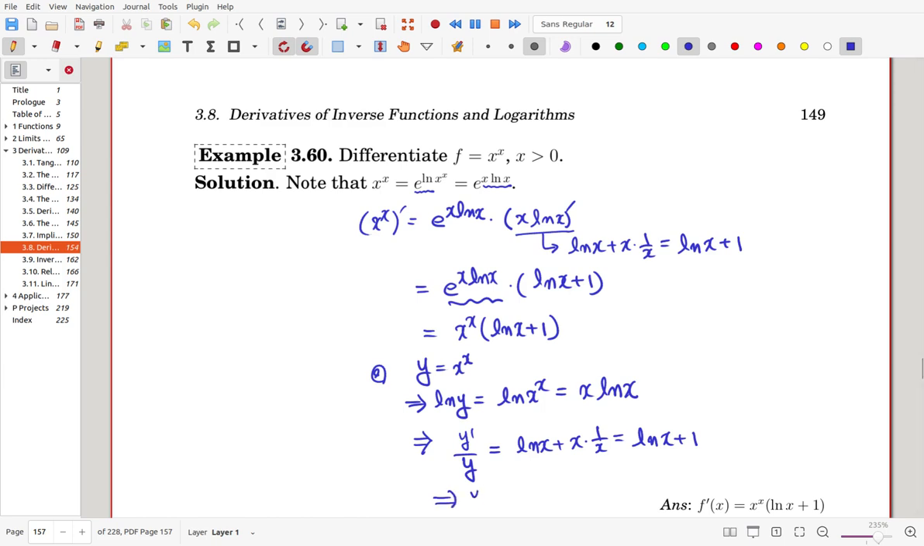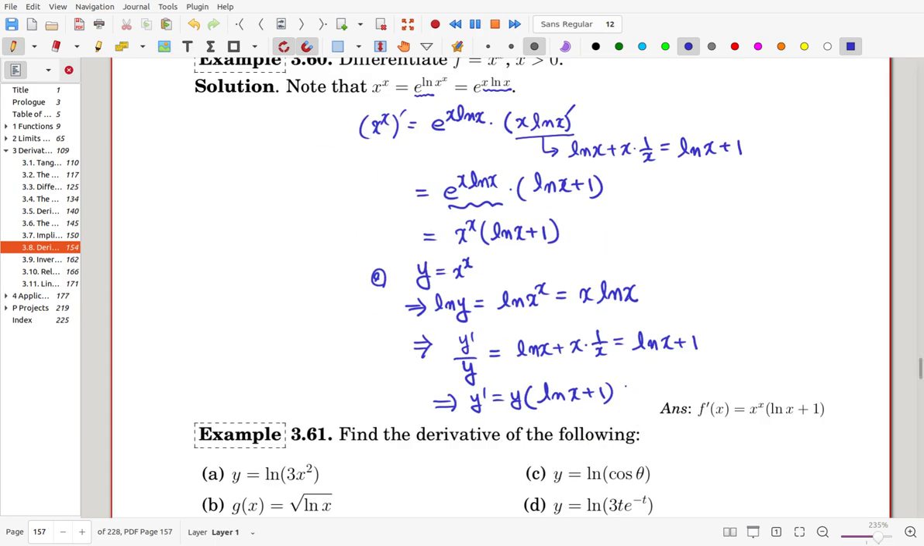So we can conclude y prime equals y times natural logarithm x plus 1. What is y? y is already x to the x, so we reach the same conclusion, which is x to the x times natural logarithm x plus 1, right? You can apply natural logarithm to both sides, and then make the implicit differentiation or chain rule, and then solve for y prime. And once y appears, replace it by the function.